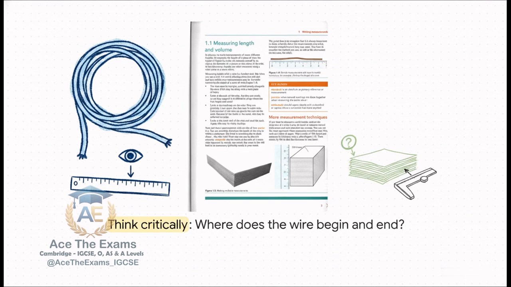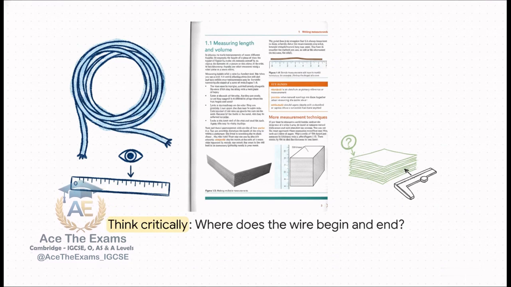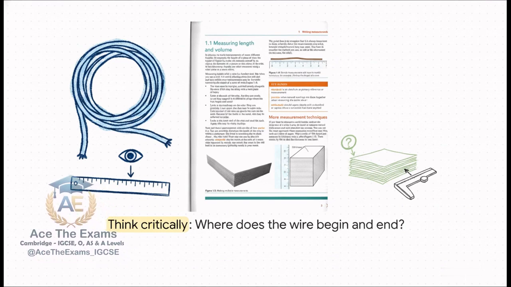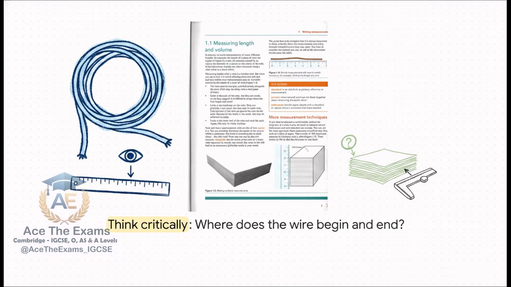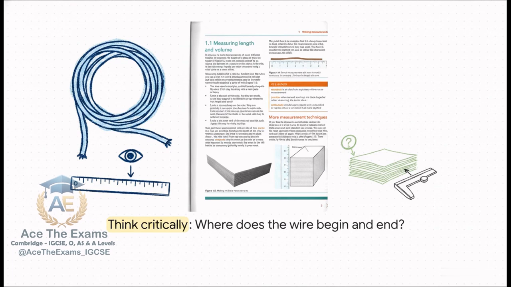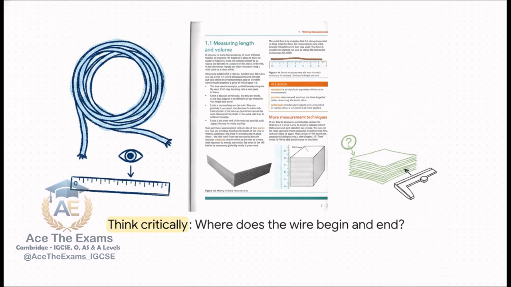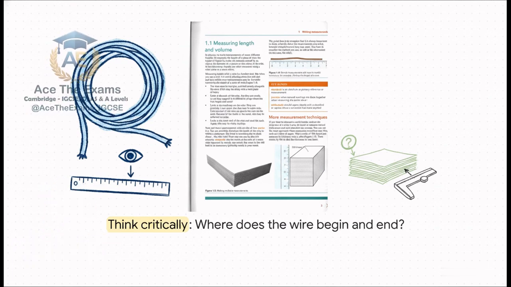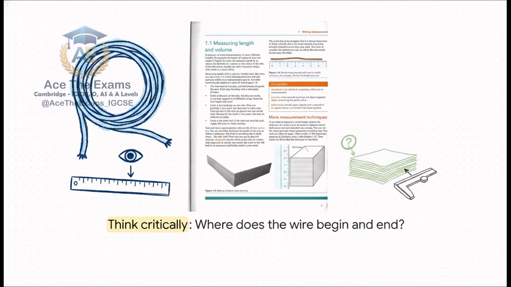Look really closely at the image on your screen. We have a piece of wire laid out against a standard millimeter ruler. Honestly, it seems like the most straightforward task in the world, right? Just measure it. But look at the text prompting us. Where does the wire begin and end? Notice how the wire is actually bent. It's not laid completely flat against the scale.